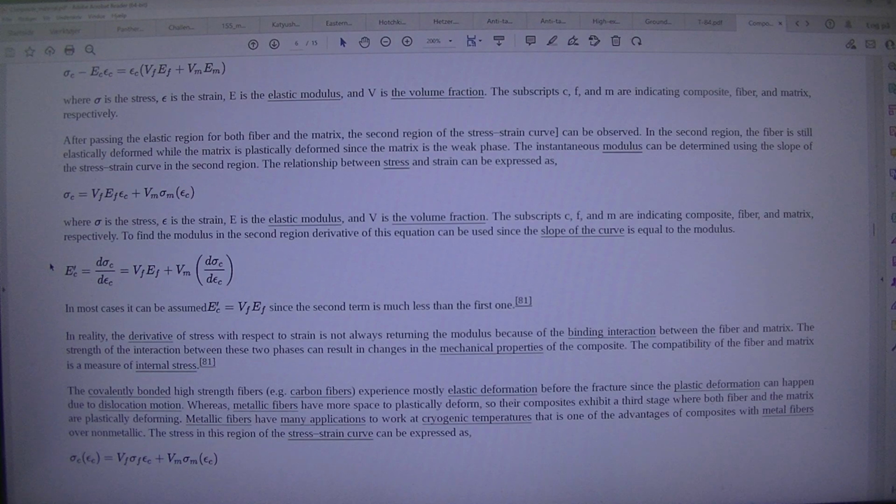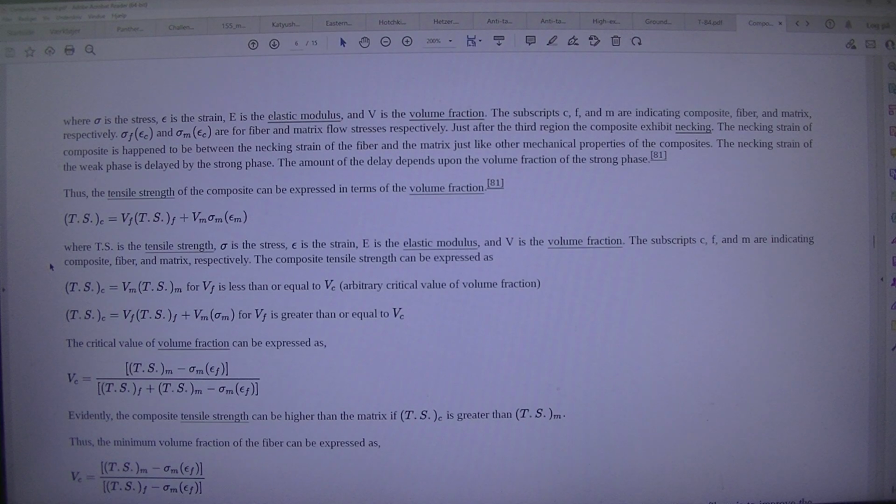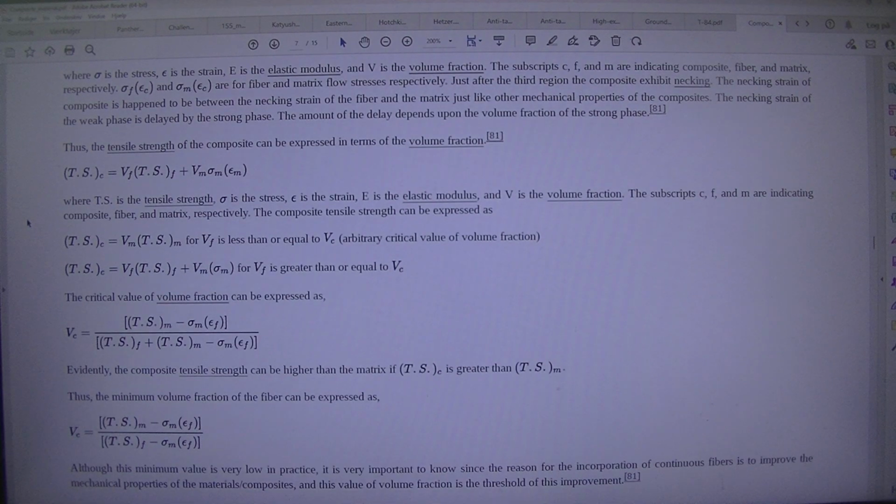The stress in this region of the stress-strain curve can be expressed as follows, where σ is the stress, ε is the strain, E is the elastic modulus, and V is the volume fraction. The subscripts C, F, and M indicate composite, fiber, and matrix respectively, and the flow stresses are for fiber and matrix respectively. Just after the third region the composite exhibits necking. The necking strain of the composite happens to be between the necking strain of the fiber and the matrix, just like other mechanical properties of the composites.